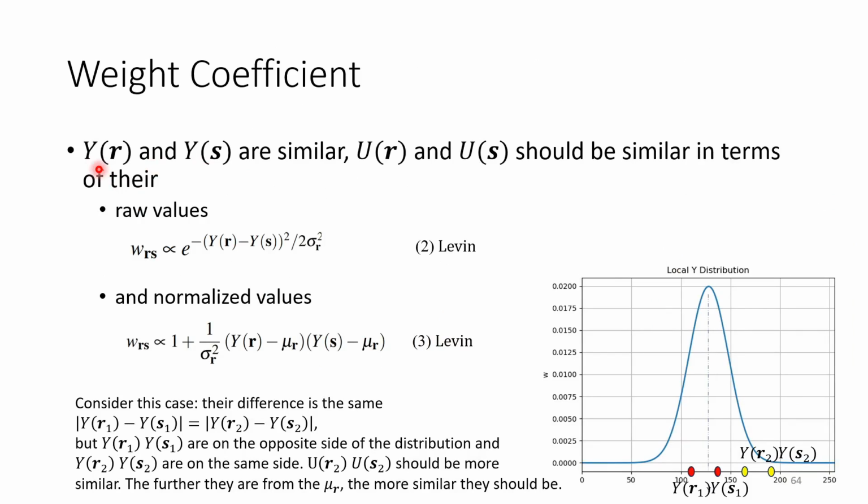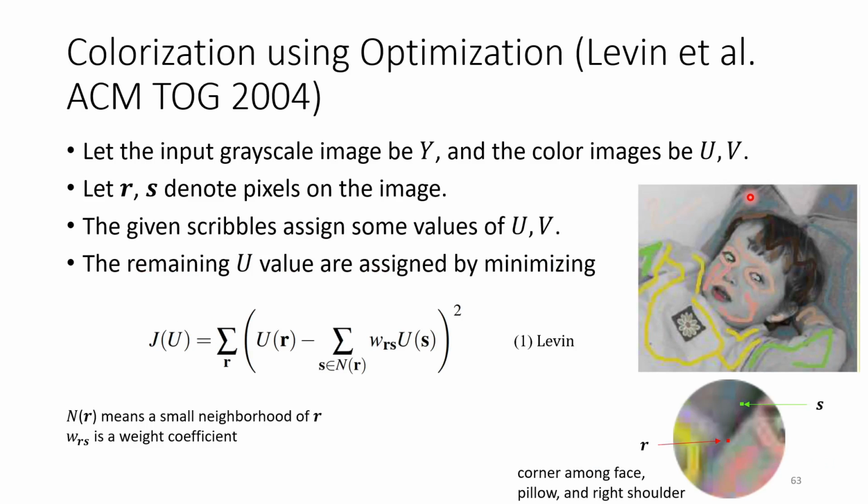The knowledge we have is only the Y channel, right? So from the Y channel, the weight between two pixels R and S should have two properties. First, if the Y values are similar to each other, then their weight should be larger. It makes sense, right? For example, the Y values on the hair area are quite similar to each other.